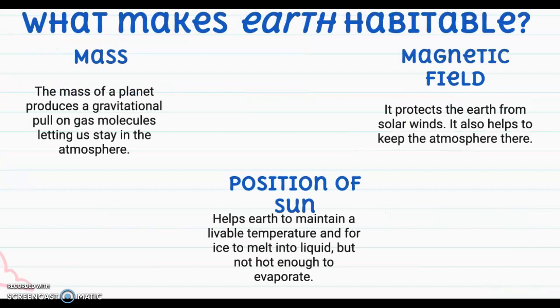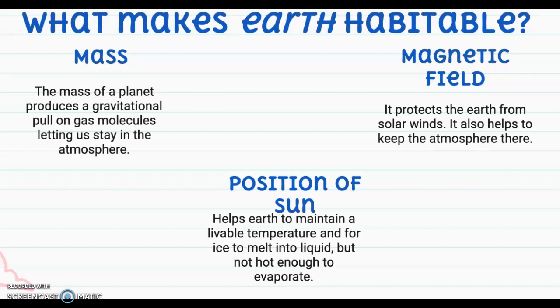So now that we know what makes planets in general habitable, what makes Earth habitable? So 3 things. Mass. The mass of a planet produces a gravitational pull on gas molecules, letting us stay in the atmosphere. So it keeps the atmosphere where it is and lets us stay there.